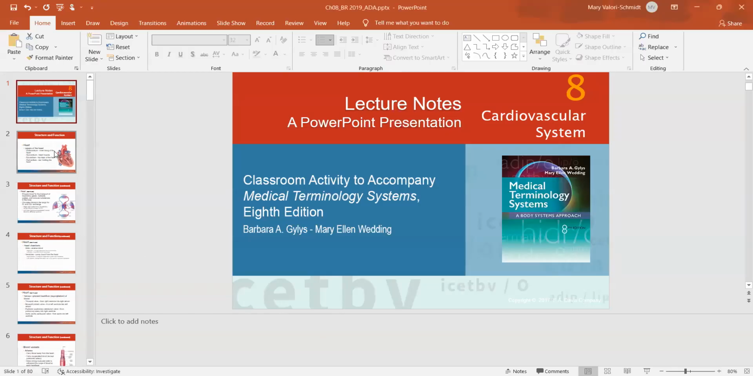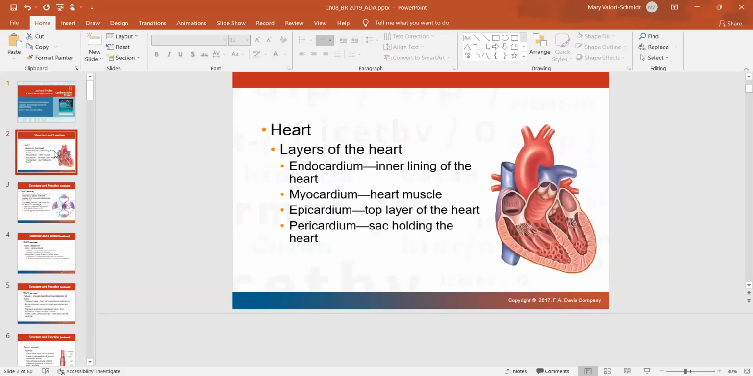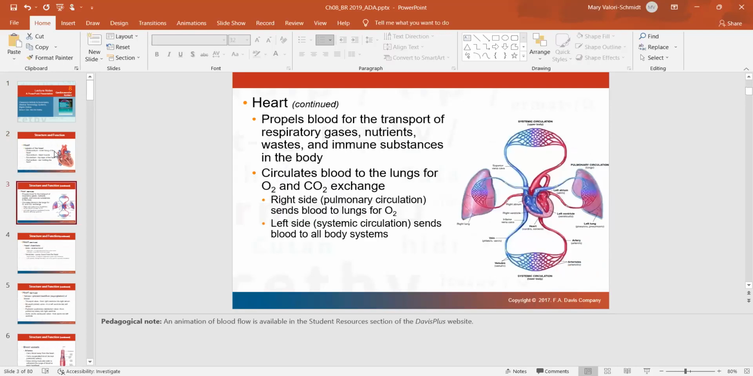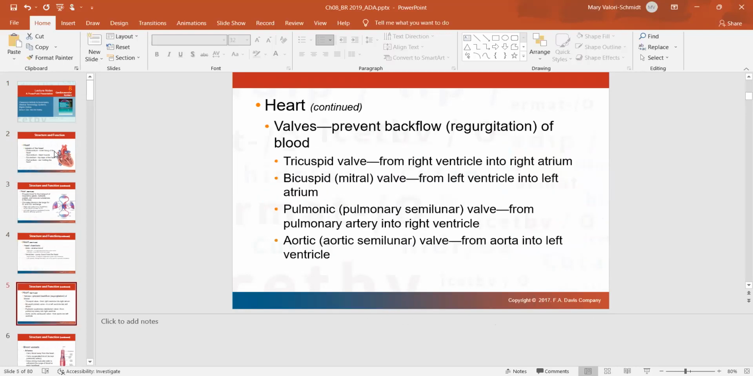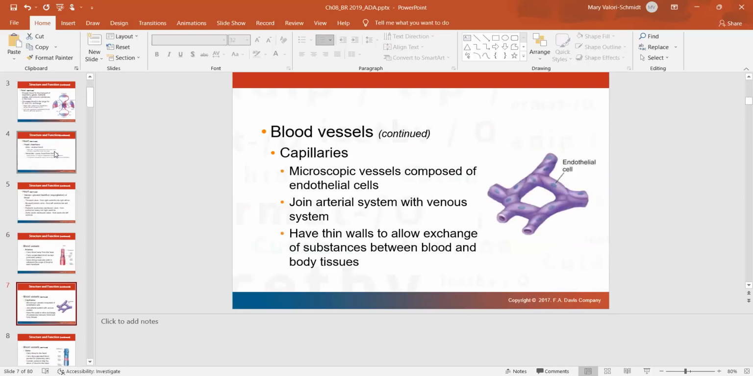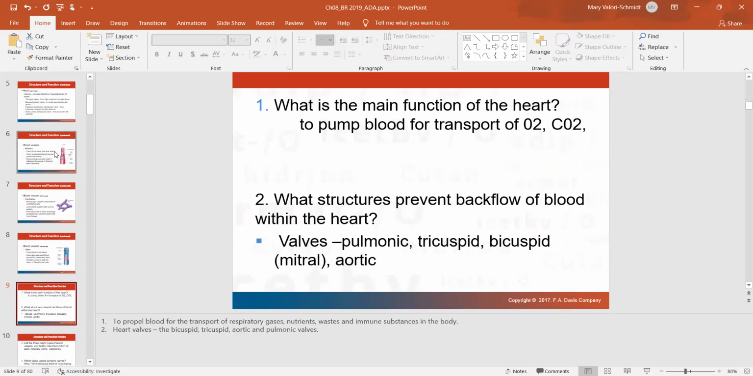So for the structure and function, which is the beginning of this lecture, I'm going to direct you to another video lecture that I have on YouTube to go through the anatomy and physiology of the heart and the blood vessels. Okay, so we're going to get started right here. And this is slide number 9.